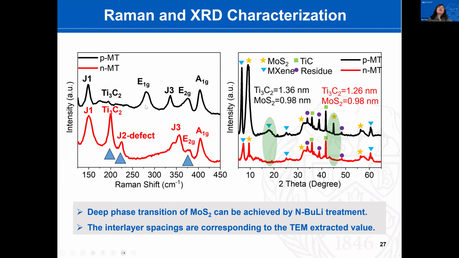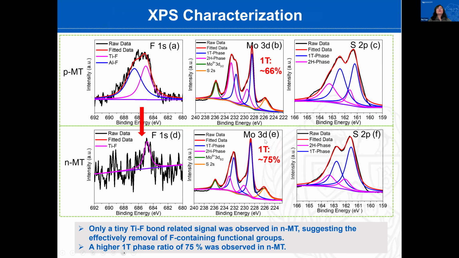Our Raman characterization also suggests the same thing. Basically, after n-butyllithium treatment, the 2H phase relative peak is decreased, with the emerging of the J2 peak, which is relevant to the defect. And since the structure is more expanded, you can actually see more features of the titanium carbide peaks. In addition, the interlayer spacing extracted from the XRD measurement corresponds very well with our TEM observations. So basically, with the n-butyllithium treatment, we have more 1T phase observed.